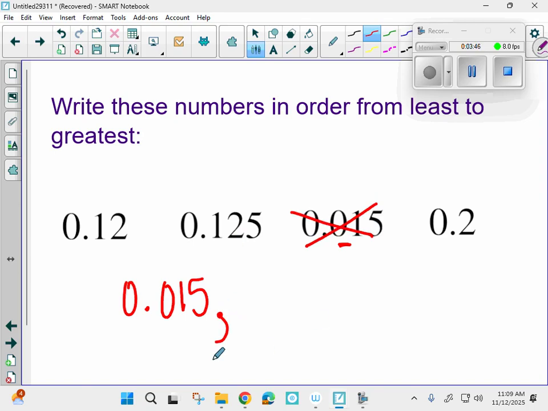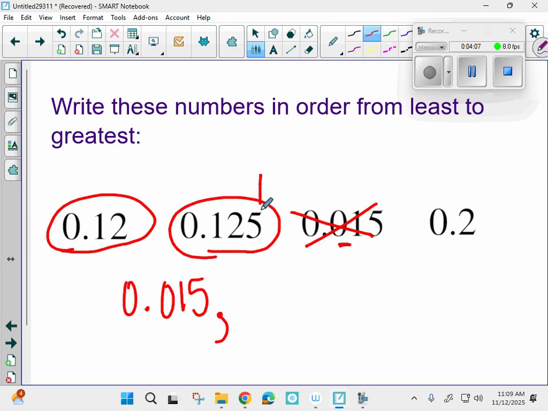0 and 125 thousandths. Okay, you think that one goes next? You're so close. This one's a little tricky. Layla, what do you think? Yes, this one is actually smaller. This one is slightly bigger because of the 5 compared to that one. So I'm going to do 0.12 and then 0.125. And finally, this one is the biggest with the 2 in the tens place.